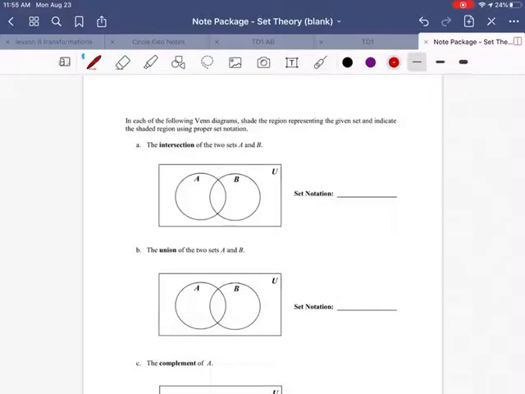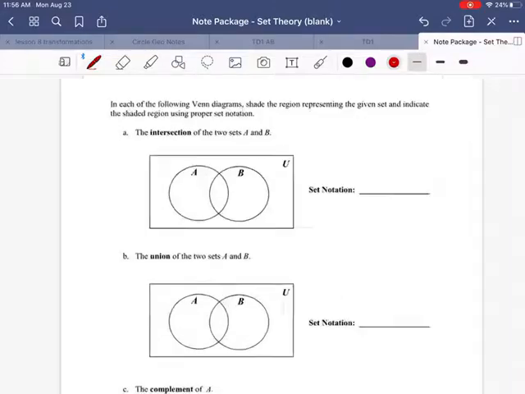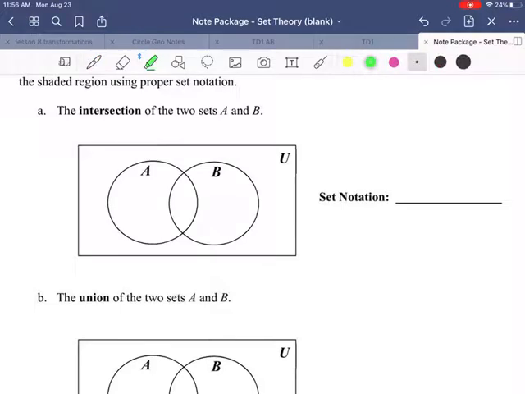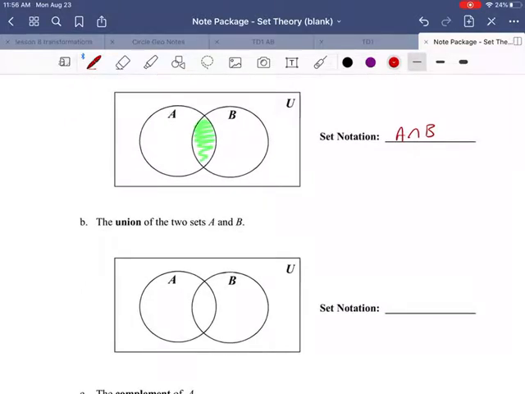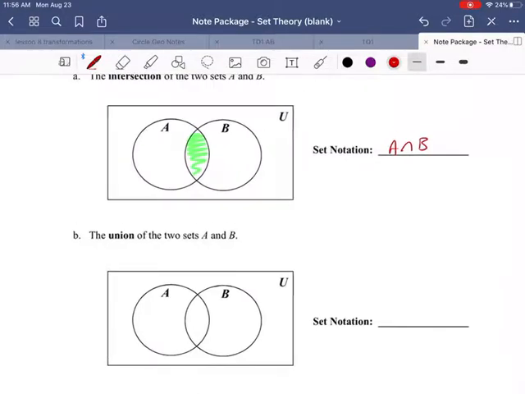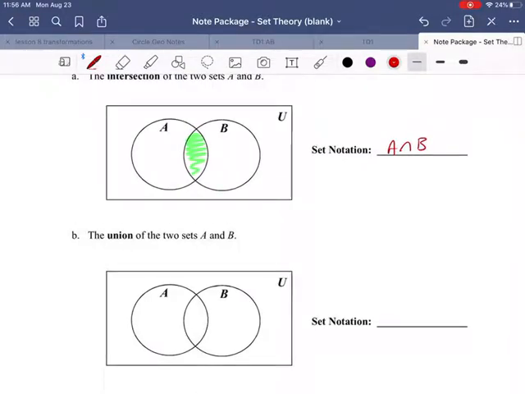All right, in each of the Venn diagrams, shade the regions representing the given set and indicate the shaded region using proper set notation. So the intersection of the two sets, A and B, is that, and that's A, an upside down U, and B. And the union of the two sets is going to be everything. So A union B.